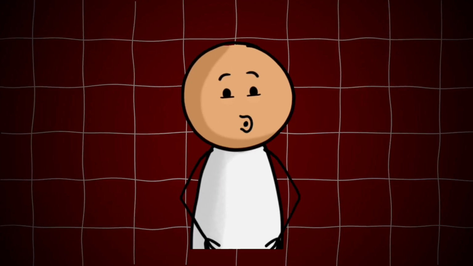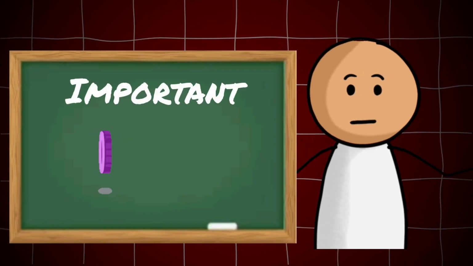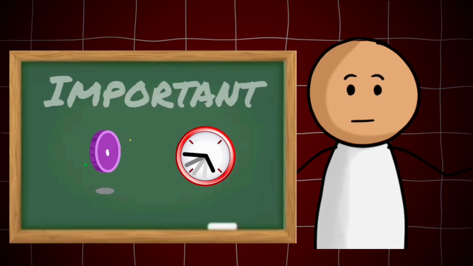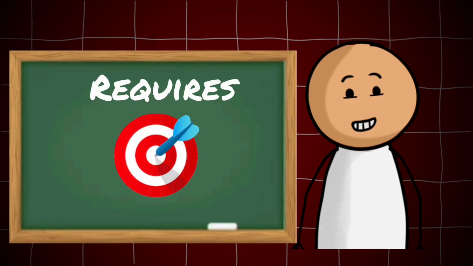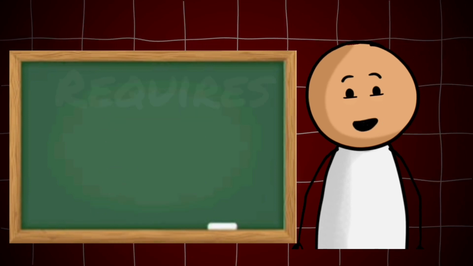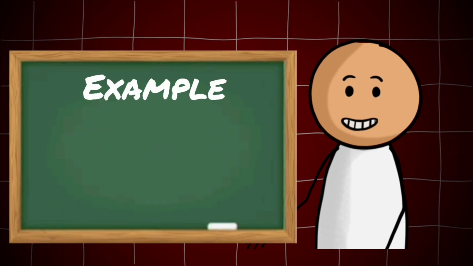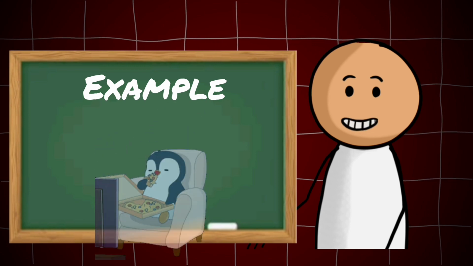Setting priorities. Time management involves identifying the most important tasks and allocating time accordingly. This requires prioritizing tasks based on their urgency and importance. For example, a student might prioritize studying for an upcoming exam over watching TV because academic success is more critical at the moment.